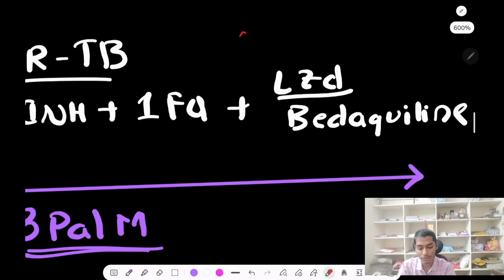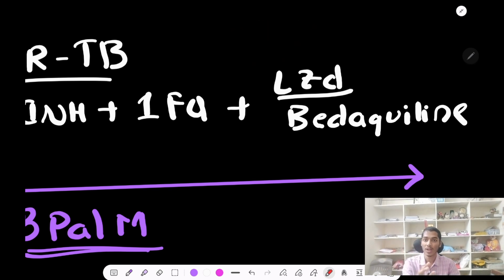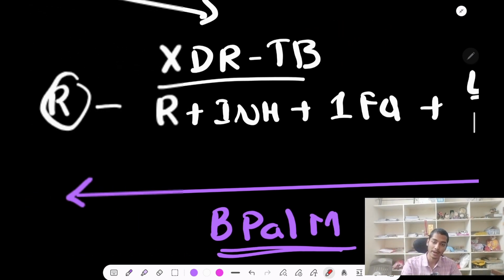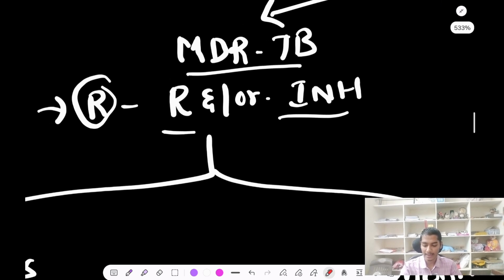These are basically the group A drugs. We will discuss what these group A drugs, group B drugs and group C drugs are. We have three groups: group A, group B, group C. We will discuss about it. So now let us first discuss multi-drug resistant TB.